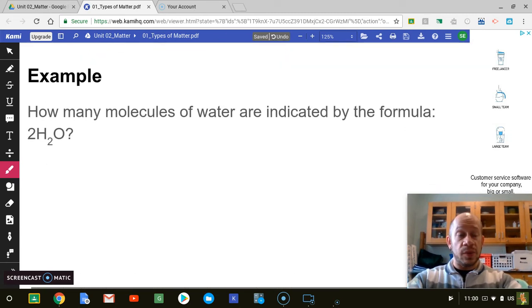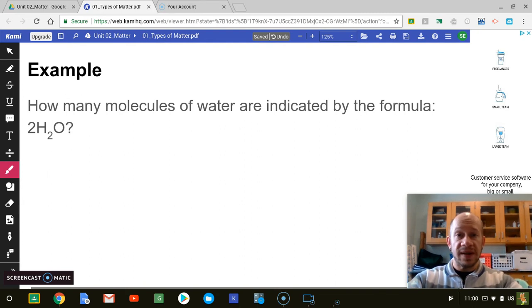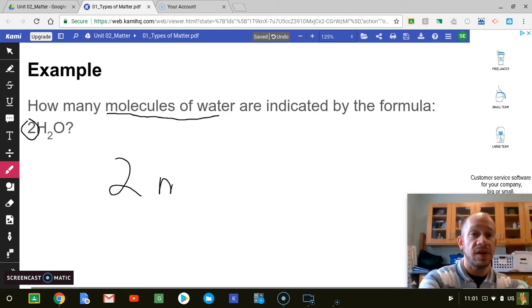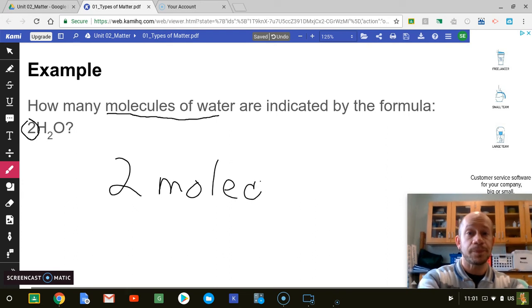So try very quickly. How many molecules of water are indicated by the formula 2H2O? So we want to know how many molecules of water. That means we're going to look at this number in front, which is the coefficient. Because I've got 2, that means I have 2 molecules of H2O.